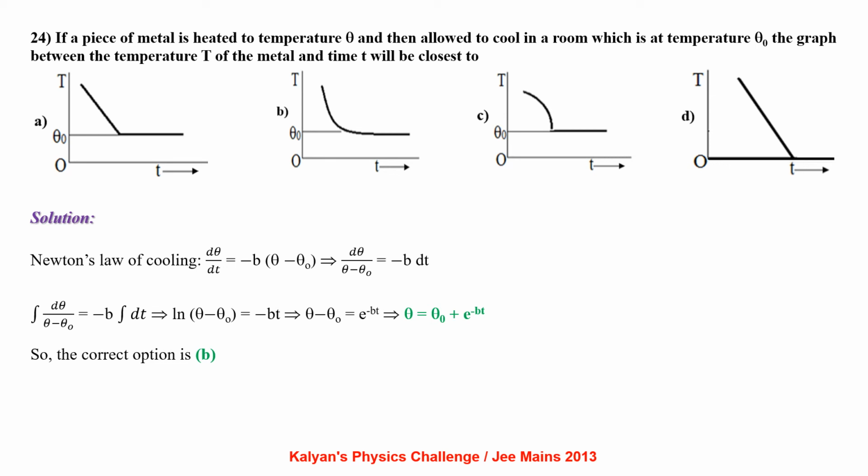Applying integration, integral 1 by (theta minus theta naught) d theta equals minus b times integral dt, from which we have ln (theta minus theta naught) equals minus bt, theta minus theta naught equals e power minus bt. So theta equals theta naught plus e power minus bt. So the correct graph is 2.